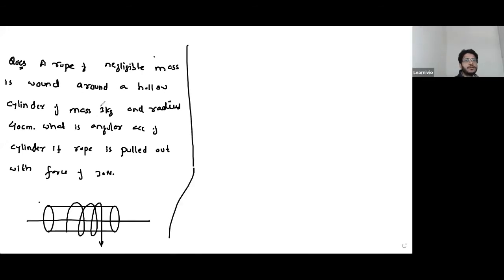See, the mass of the cylinder is 3 kg. Its radius is 40 centimeter, which means 0.4 meter. And the angular acceleration of the cylinder you're supposed to calculate. Force acting over it is 30 Newton. The same calculation: tau is R perpendicular into F, which is I alpha.